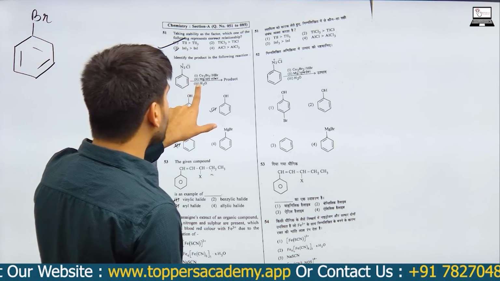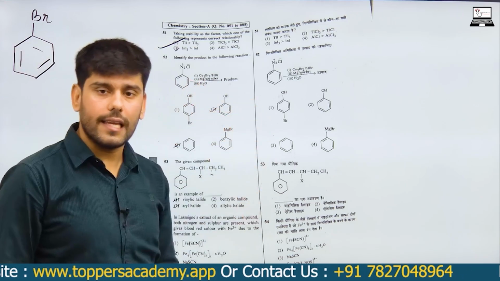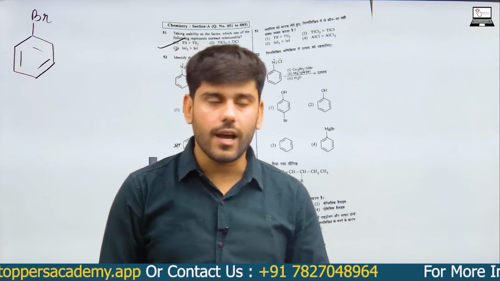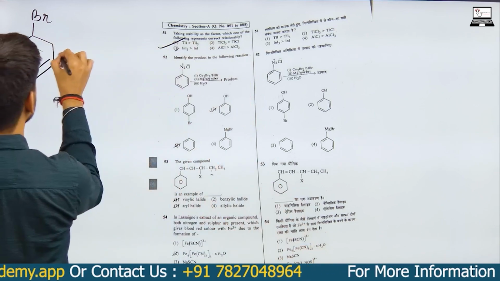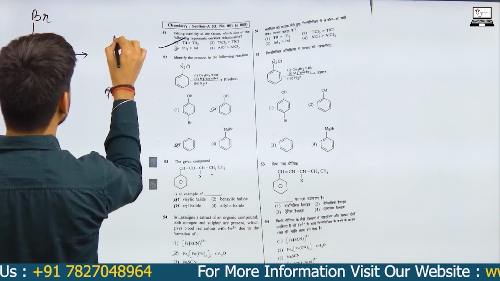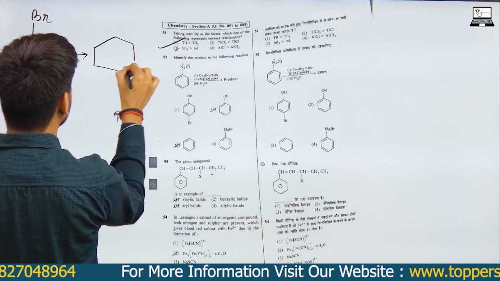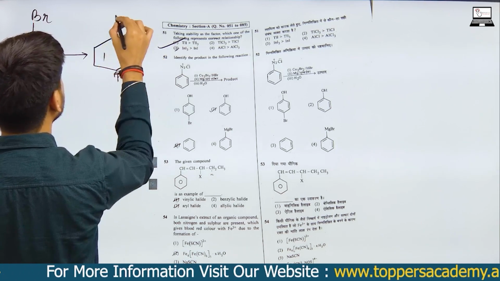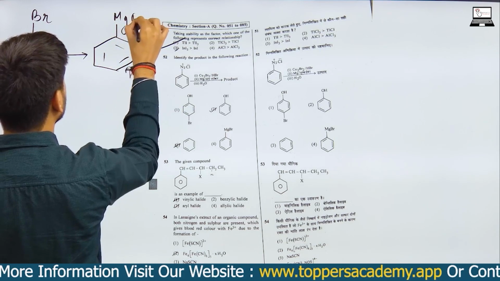The second reagent is magnesium in the presence of dry ether. This is the preparation of Grignard reagent. We know that magnesium inserts between the carbon and this bromine. What we get is phenyl magnesium bromide.